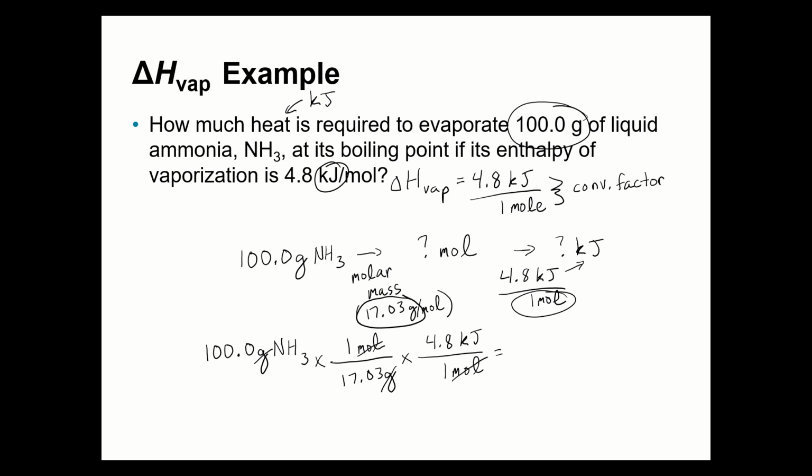Okay, now thinking about sig figs, the given information, our mass has 4 sig figs. Right, all those zeros are significant. The molar mass, we typically don't care too much about sig figs there because we could get more if we needed them. But our enthalpy of vaporization, that is only 2 sig figs. So we need 2 sig figs in our answer. And so that should round to 28 kilojoules.